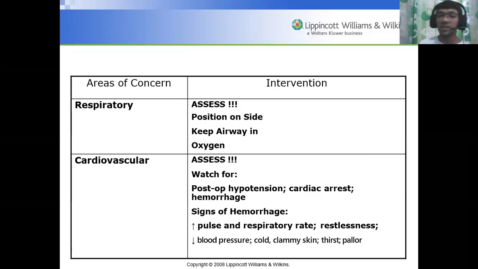Respiratory, again, always assess the respirations of the patient. Position on the side in order for them to easily breathe and keep airways patent. Administer oxygen as needed. Cardiovascular, again, assess for signs of hypovolemic shock. So assess for tachycardia, hypotension, cardiac arrest, or hemorrhage. So assess all those things. Aside from tachycardia, check for cold clammy skin, if they feel thirst, and if they appear pale. It means that they are suffering from hypovolemic shock.